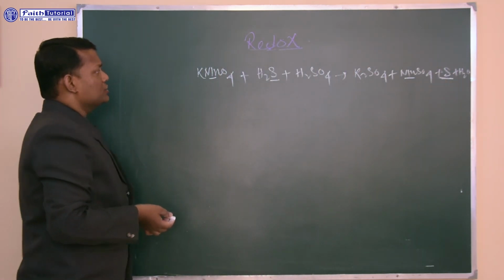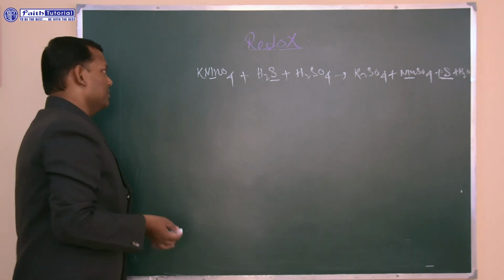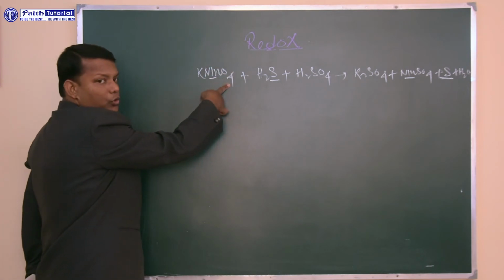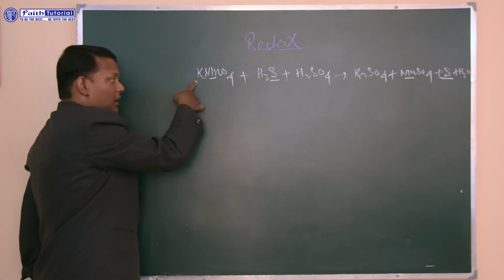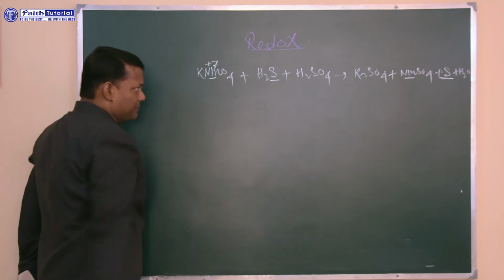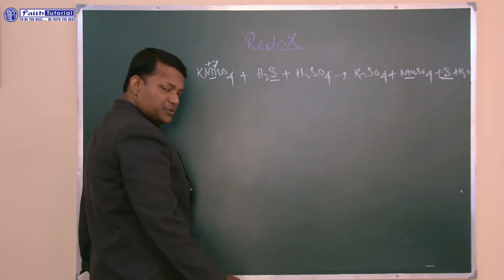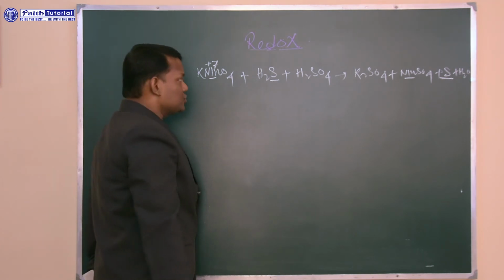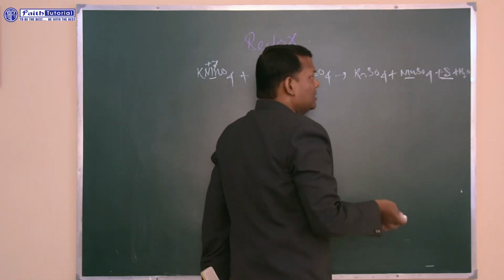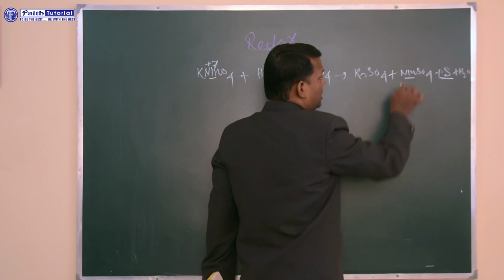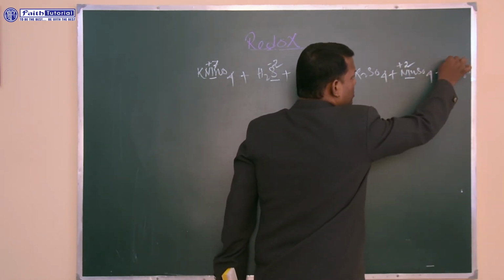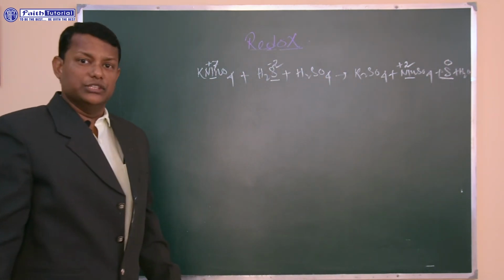Now, calculate the oxidation number of manganese in KMnO4. Oxygen has oxidation number -2, so -2 into 4 is -8, potassium is +1, -8 plus 1 gives -7, so manganese is +7. In H2S, hydrogen is +1 into 2 is +2, so sulfur is -2. In MnSO4, as a radical, sulfate has -2, so manganese is +2. Sulfur in elementary form will have oxidation number 0.